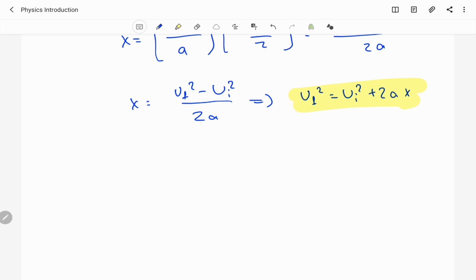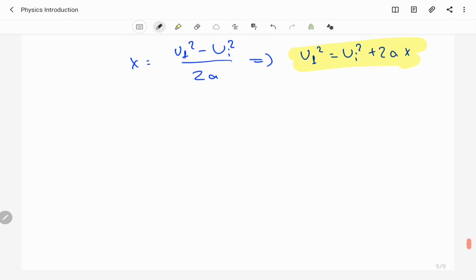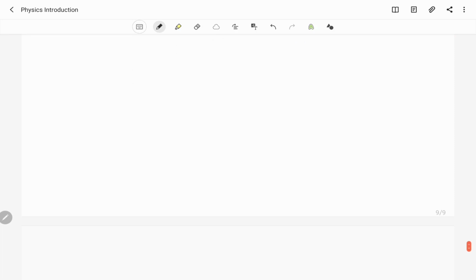Now let's summarize. We have 3 equations for motion with constant acceleration. So be careful. You can use these 3 equations only if you have a motion with constant acceleration. When you have a motion with unvarying acceleration, velocity changes but with constant acceleration, only in this case you can use these 3 equations. So let's start. V final equal to V initial plus AT. This is equation number 1.